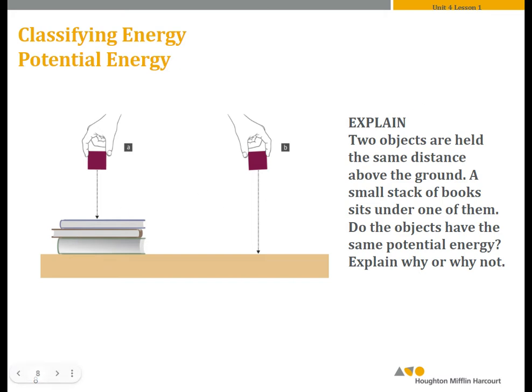So if you let go of object B, it's going to gain more kinetic energy before stopping than object A is. So, the way that we're going to be talking about potential energy in this class, we would say that object B has more potential energy than object A because it has more energy that can be turned into kinetic energy. If you let it go, it's going to fall farther, and if it falls farther, it's going to gain more velocity.